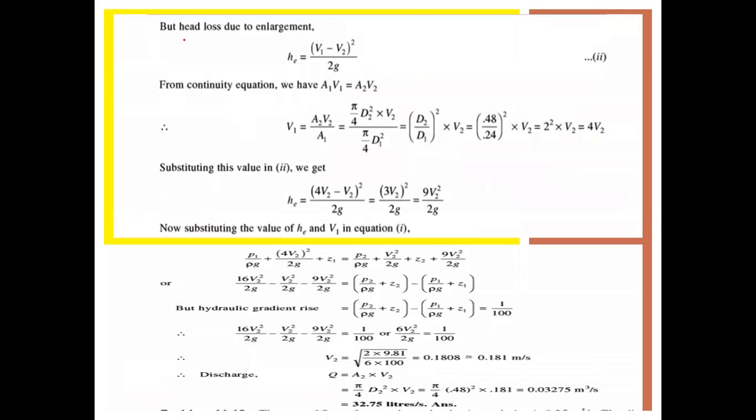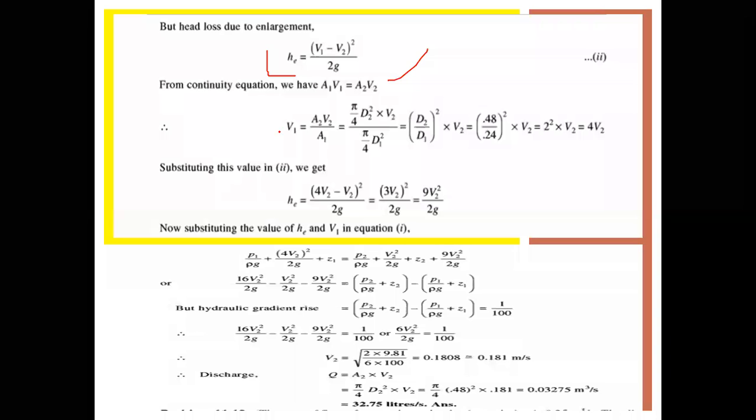Okay, now head loss due to the enlargement formula: He is equal to (V1 minus V2) whole square by 2G. From the continuity equation, A1 V1 is equal to A2 V2. Therefore, V1 is equal to A2 V2 by A1. So, either V1 or V2, right? Because the pipe is the velocity, the area only changes. Now we see the V1 value.